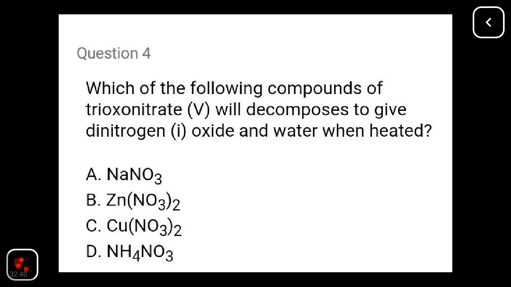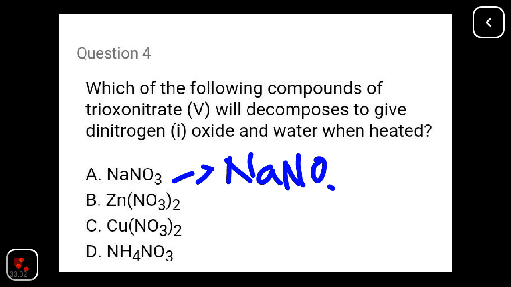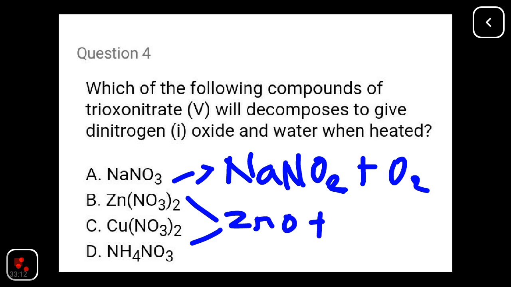So the next question is which of the following compounds of trioxonitrate 5 will decompose to give the oxygen, dinitrogen 1 oxide and water when heated? So we have already covered this one. I don't want to be wasting time on them, but for good understanding, let's continue writing it. These guys will have the same thing because they are part of C to C. So they will form zinc oxide plus NO2 plus oxygen gas.